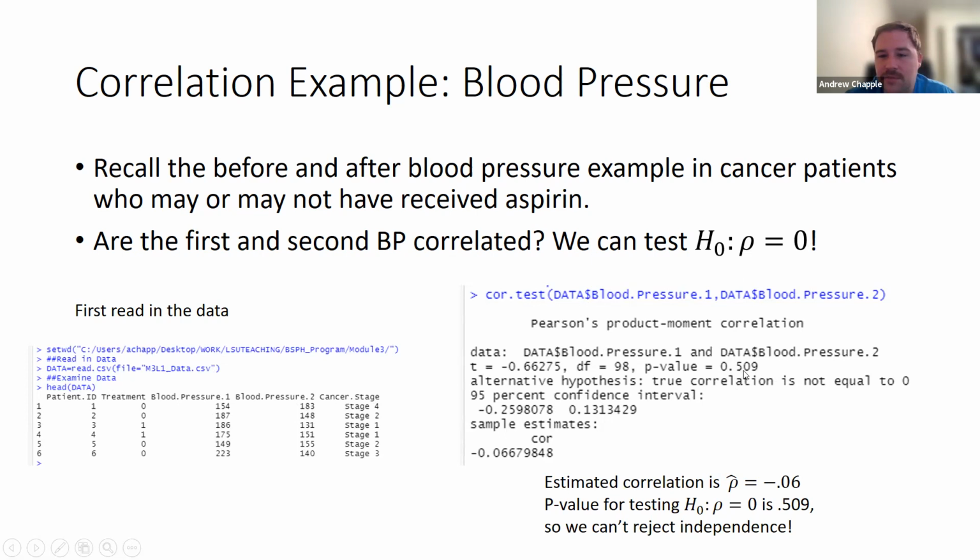Here my p-value is pretty large. My estimated correlation is negative, but it's also very small. So it's close to 0. And you can see my confidence interval also overlaps with 0. So here I don't reject independence. I can't say that blood pressure 1 and 2 are not independent anymore. So I don't reject the null here, and I don't conclude that there's a relationship between the 2 blood pressures.